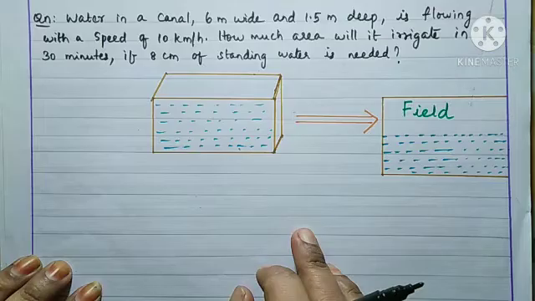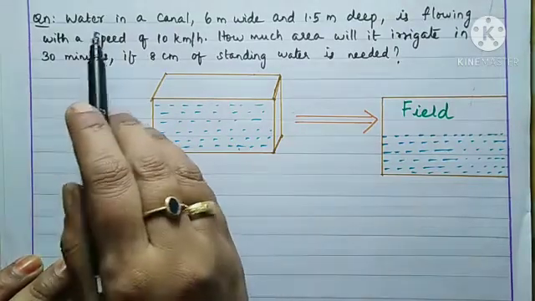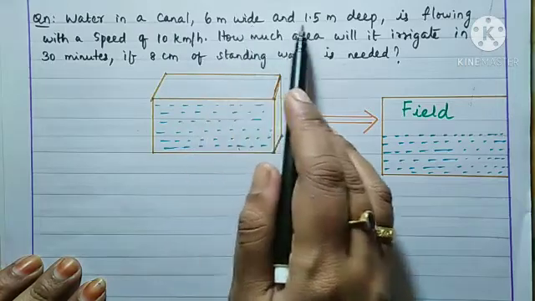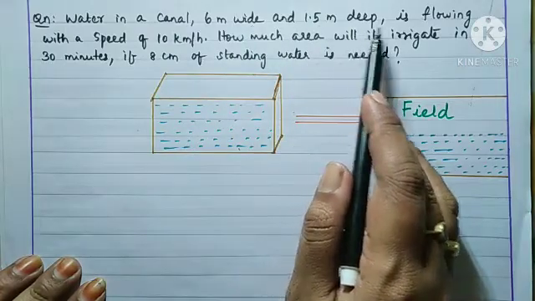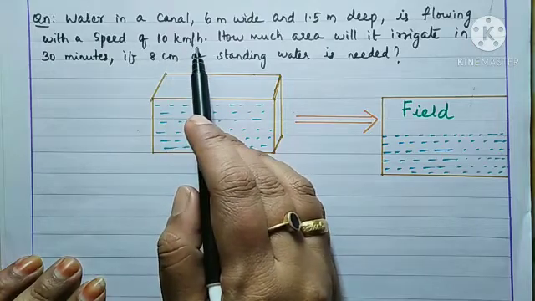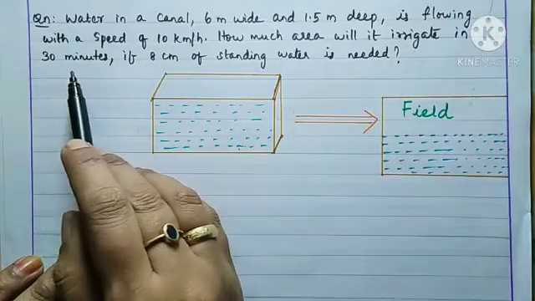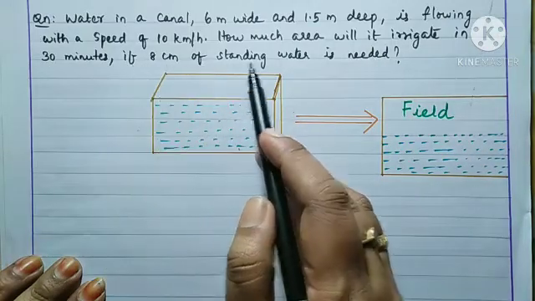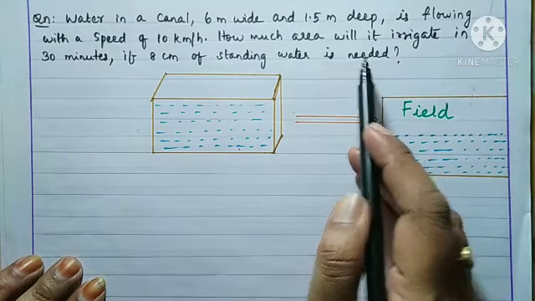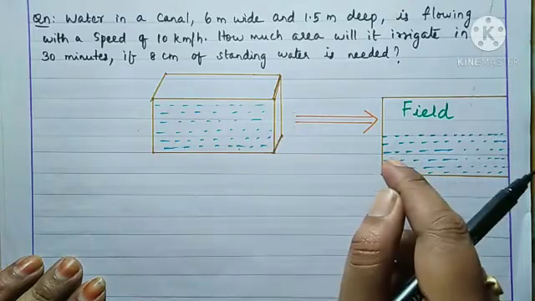Now children, your next question. This is also from your exercise. First we can read the question. Water in a canal 6 meter wide and 1.5 meter deep is flowing with a speed of 10 kilometers per hour. How much area will it irrigate in 30 minutes if 8 centimeter of standing water is needed? Okay. So here it is told about a canal and a field.